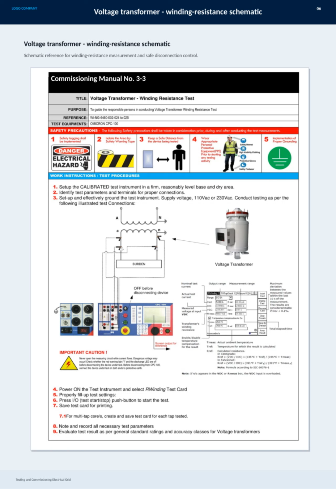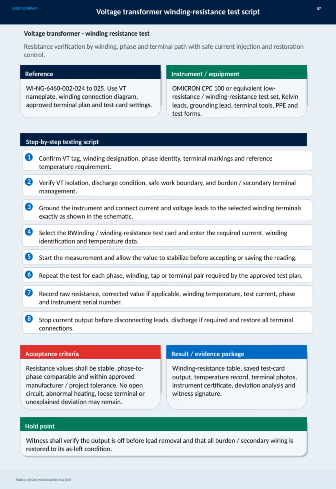Here we have the winding resistance schematic for the voltage transformer, which is crucial during the testing and commissioning phase of the electrical grid. This schematic serves as a clear reference to guide the measurement of winding resistance. It's important to follow this carefully to ensure accurate readings and, above all, to maintain safe disconnection control throughout the process. Adhering to this schematic helps prevent faults and ensures the transformer operates reliably within the grid. Let's go through the voltage transformer winding resistance test script carefully.